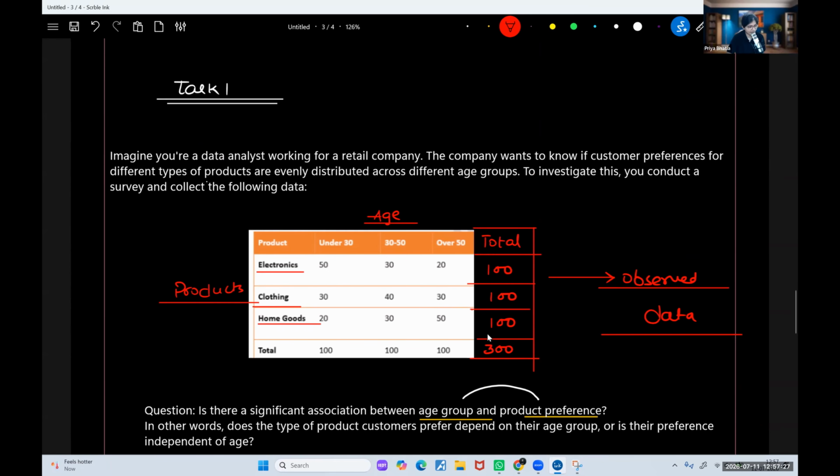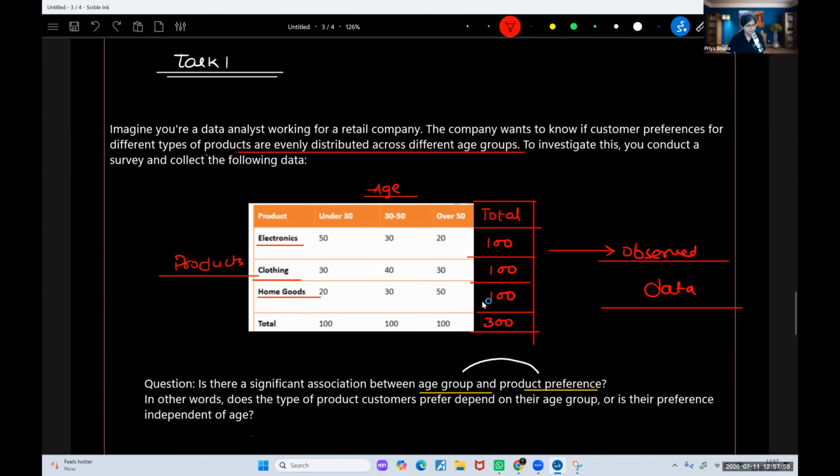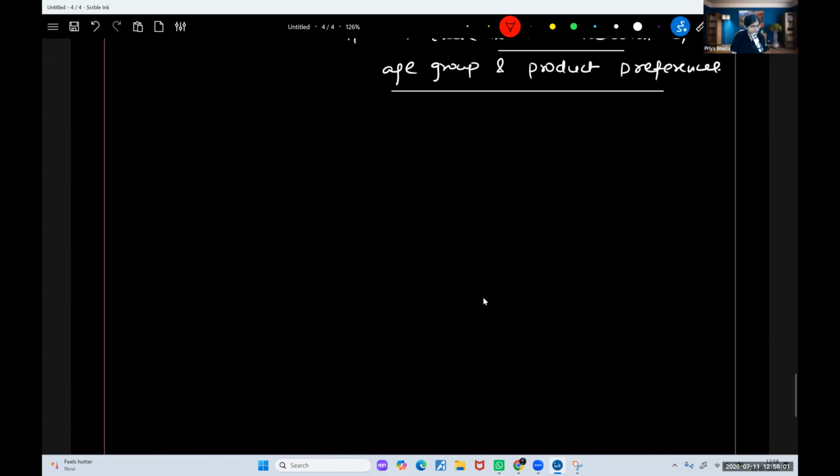Can anyone guess what will be the expected data in this specific case as per the entire question that we will be having? Read this problem again. What is their belief? Their belief was that the different types of products that we are observing are evenly distributed across different age groups. Means there is no connection. So what will be the expected data as per their belief? Can you guess? Anyone?